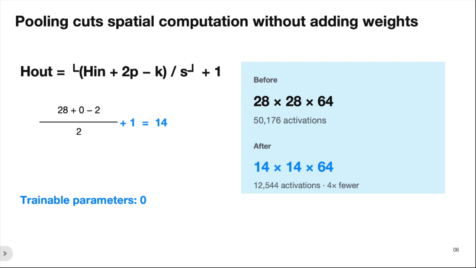Applying that to height and width changes 28 by 28 by 64 into 14 by 14 by 64. The number of activation values falls by a factor of 4. This reduces memory and the work required by later layers. Again, the pooling layer itself has zero trainable parameters.